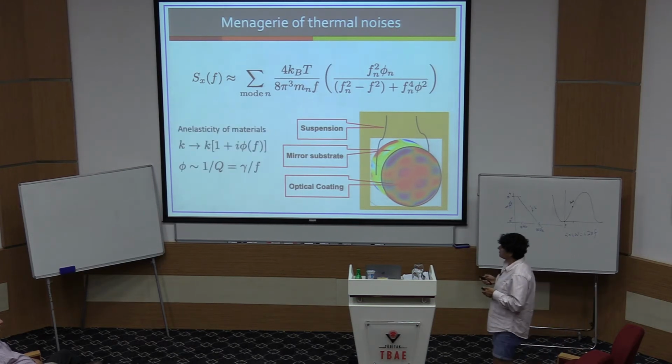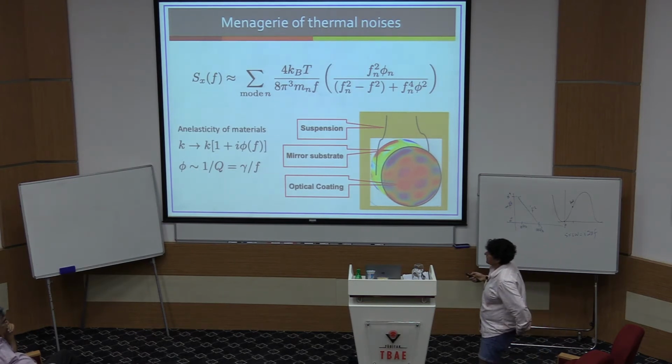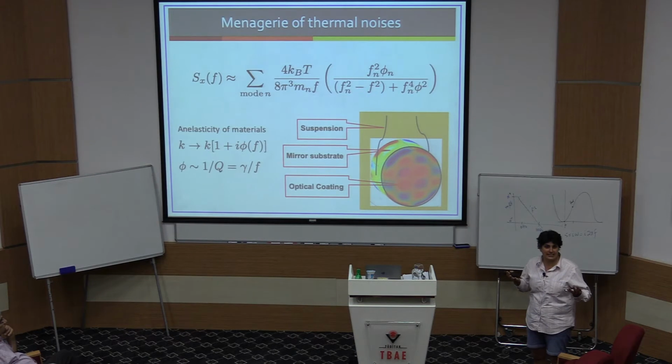And phi is important because all of these different thermal noises, you're used to thinking about a spring constant K and a Hookean term, but that's really only true if you have a completely elastic material. Almost all materials have anelasticity, and when you have anelasticity, the spring constant acquires an imaginary part. And that imaginary part is that loss angle that we're talking about. That depends on Q.